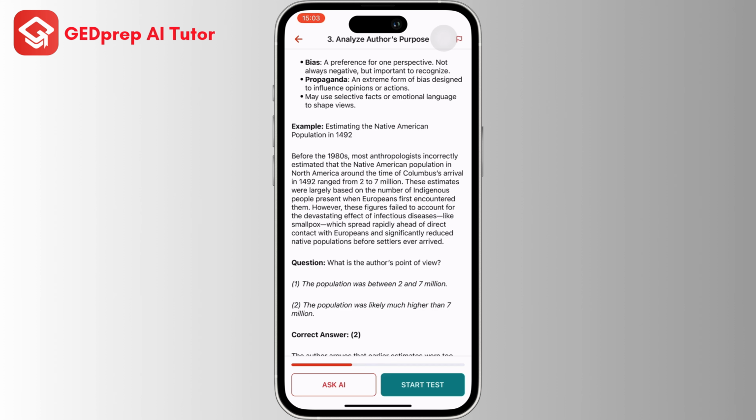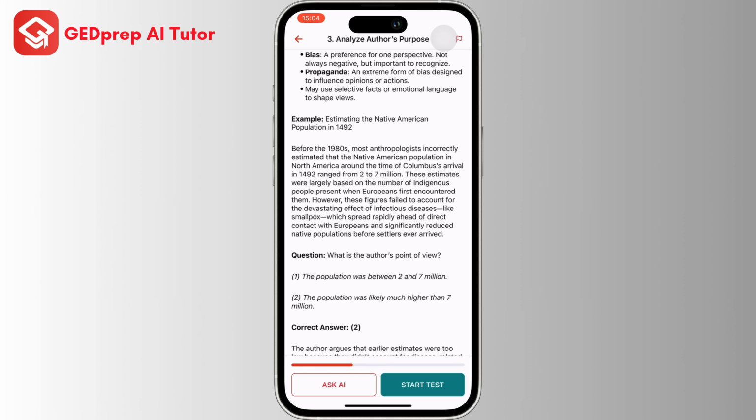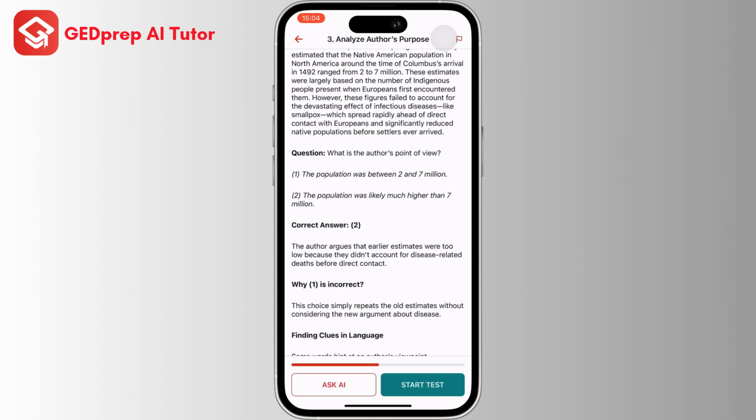Example: estimating the Native American population in 1492. For many years, anthropologists estimated the Native American population at the time of Columbus's arrival in 1492 to be between 2 and 7 million. These numbers were based only on the populations Europeans encountered directly. However, these estimates were misleading. They did not account for the devastating effects of infectious diseases like smallpox, which spread ahead of European contact and greatly reduced populations even before settlers arrived.